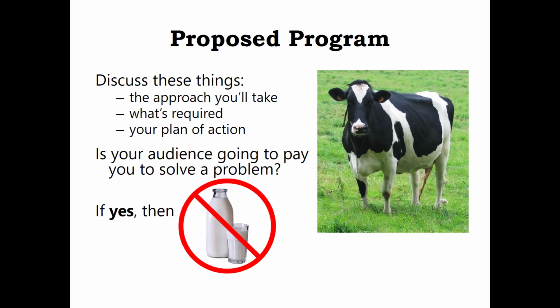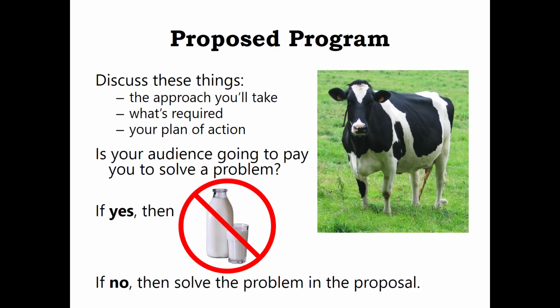But at the same time, if your audience is not going to pay you, then you're just going to go ahead and solve the problem in the proposal. Think about the assignment coming up for you guys. You have your audience of each other. Your classmates are your audience. Are they going to pay you to hire them or to hire you? No, they're not. You're just saying, hey, I got this really cool idea for a project. We all ought to work on this together. In this case, you want to solve that problem in the proposal.